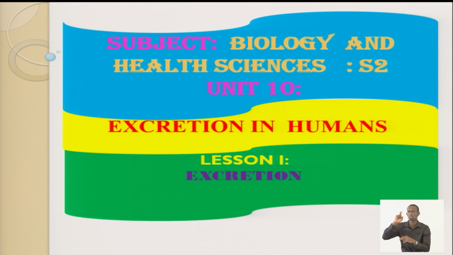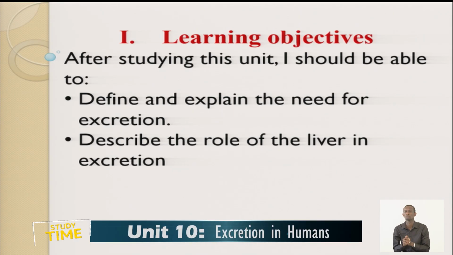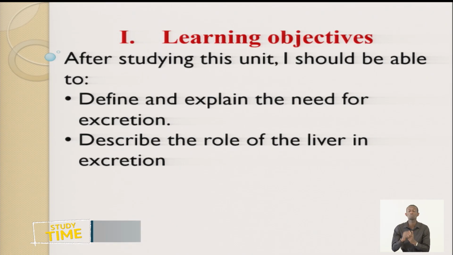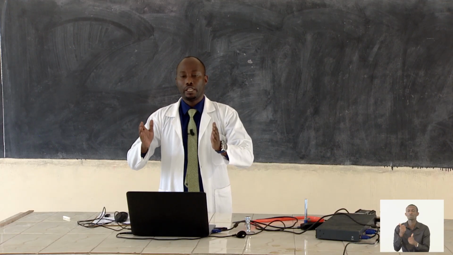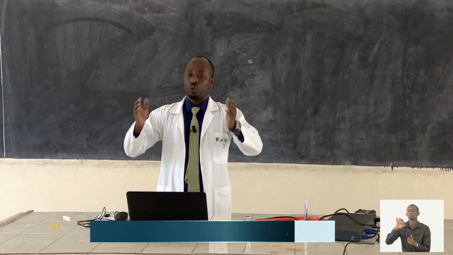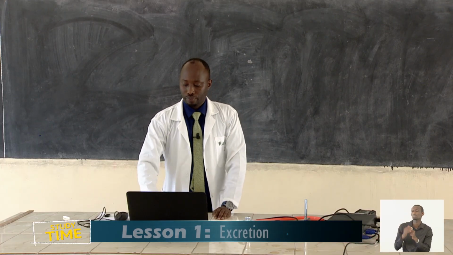Now, let's have the learning objectives. After studying this unit, every student should be able to define and explain the need of excretion. Why do we need excretion? And the definition of excretion. Objective number 2 is to describe the role of the liver in excretion. So let's start our lesson of today, able to define excretion, understand why we need excretion, and also know the role of the liver as far as excretion is concerned.